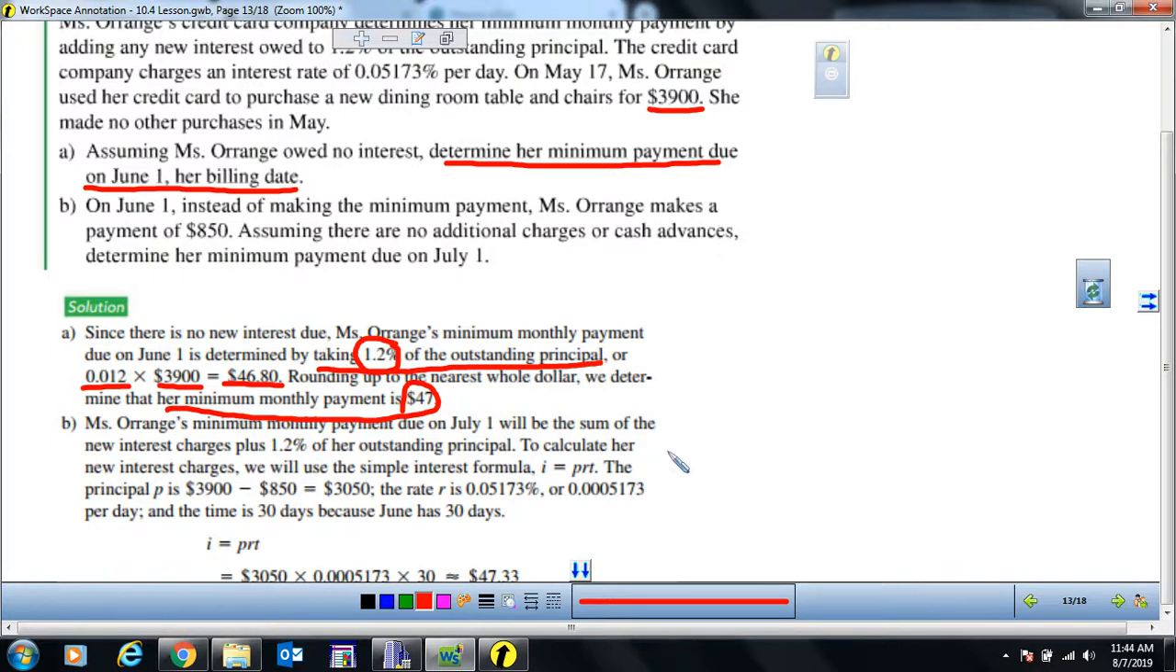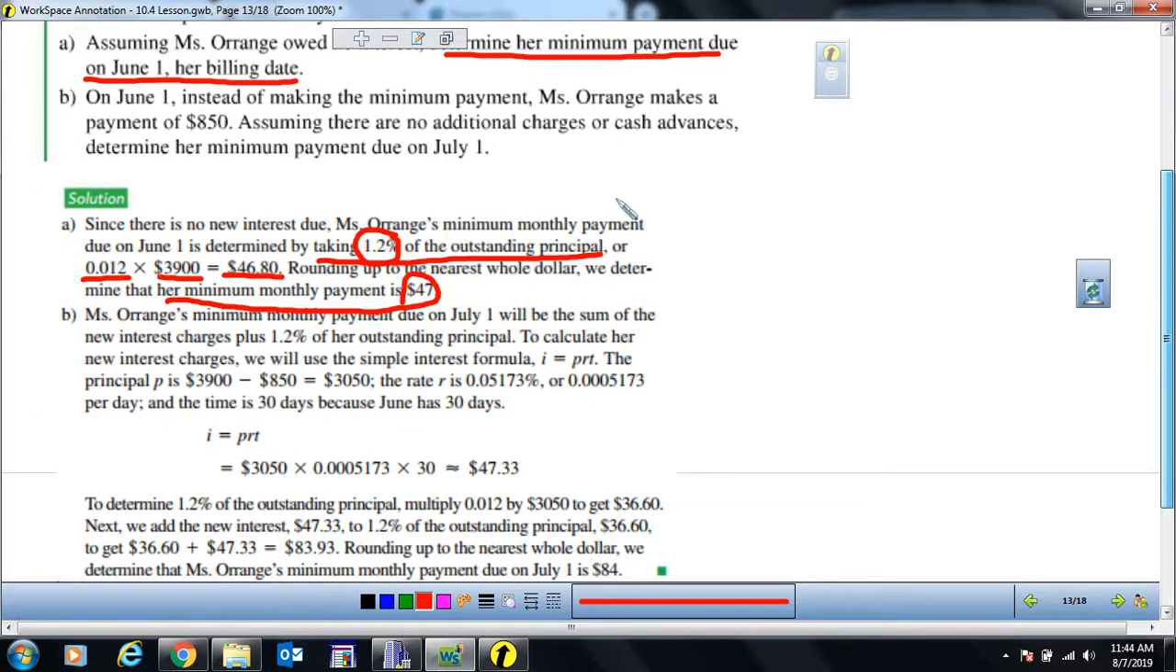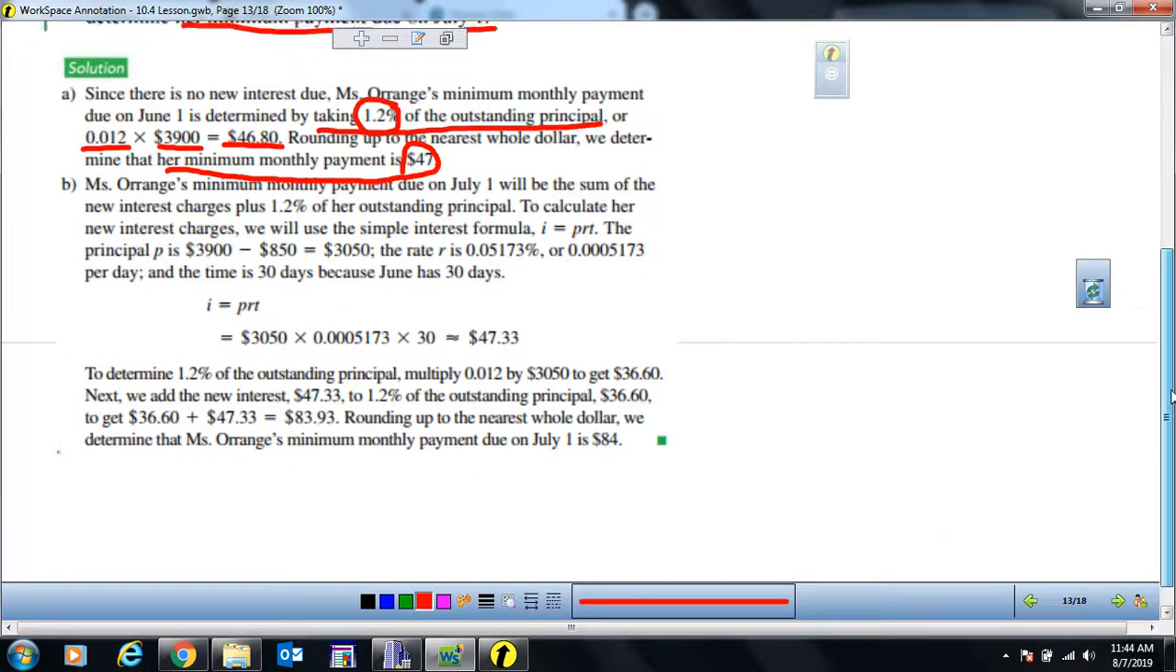Letter B says, on June 1st, instead of making the minimum payment, Ms. Orange makes a payment of $850, so she gives more than the $47, way more. Assume there are no additional charges or cash advances. Determine her minimum payment due on July 1st. So assume that she didn't use the credit card anymore, right? And that instead of giving the minimum, she gives that more. So now they're asking us to determine her minimum payment due on July 1st, on the next billing date, right?